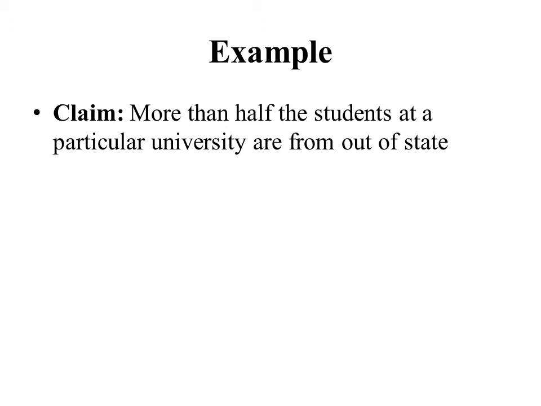Well, to determine with 100% certainty if this claim is true or false, I would have to go out and interview every single student on this university, take the number that are from out of state, divide it by the total number of students, and if that number is greater than 1/2, then my claim is true. If that number is less than half, then my claim is false. Well, that's impossible to do. I'm not going to be able to go out and interview every single student across this campus. So instead it makes sense to go out and collect some sample data.